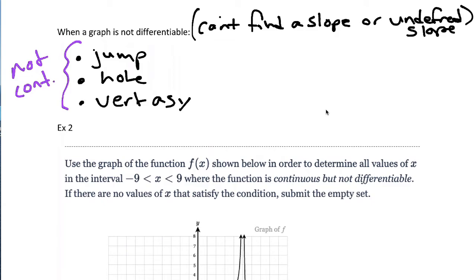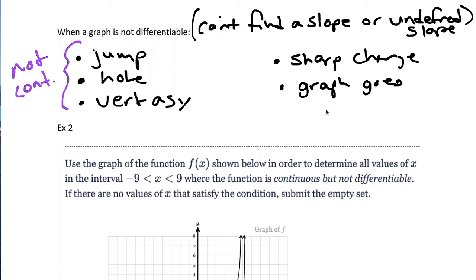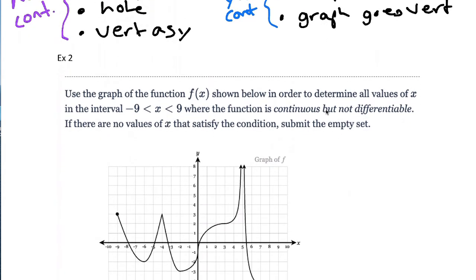The other place that we're going to look for is a sharp change in the graph, and we're going to look for when the graph goes vertical. It's another place. All of those, we do have continuity. So there are places where you can be continuous but not differentiable. You can't ever be not continuous and be differentiable. So if a function is not continuous, it's not going to be differentiable at that place.